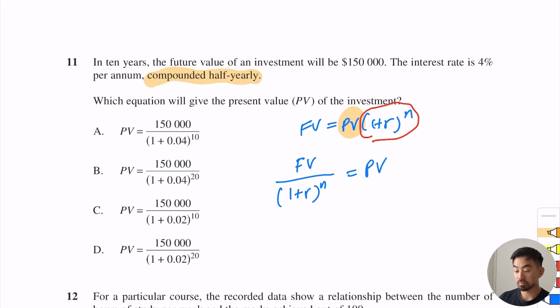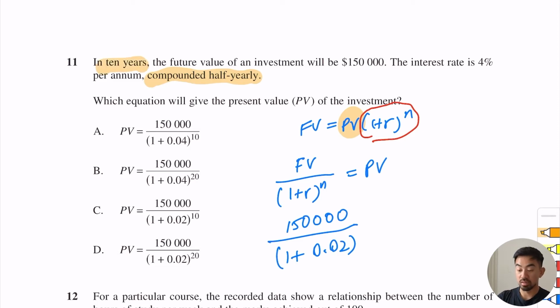That's my present value. And now it's just about putting the numbers in. So my future value is 150,000 divided by 1 plus the rate. So the rate's 4% per annum, but it's compounded half yearly. That means we need to divide 4% by 2. 4% is 0.04, so divide by 2 is 0.02. And I need to work out how many half years there are in 10 years, or how many 6 months there are. So it's going to be 2 times 10, that's 20. Looking at all my answers, it'll be 11D, I think.